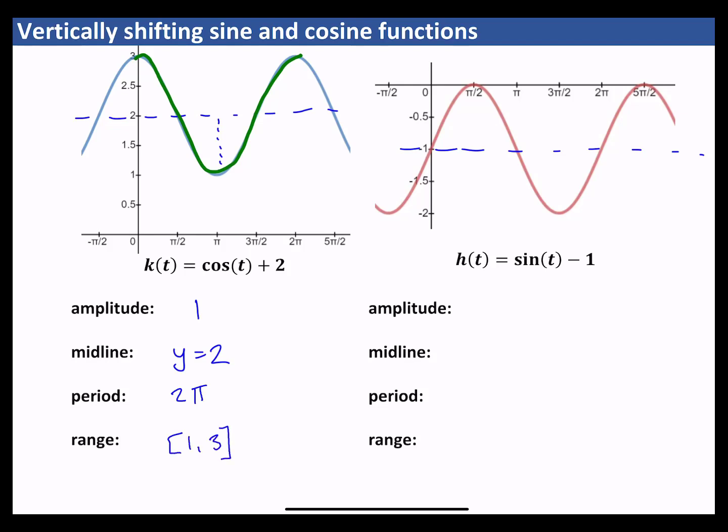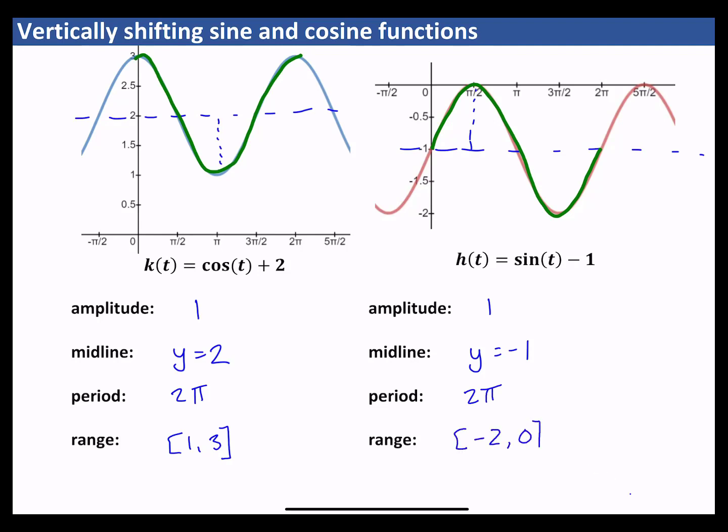And for h of t equals the sine of t minus 1, we observe that the amplitude is 1 and the midline is y equals negative 1. We also see that it takes an interval of length 2 pi to complete one cycle, so again, the period is 2 pi. Lastly, the range is negative 2 to 0.